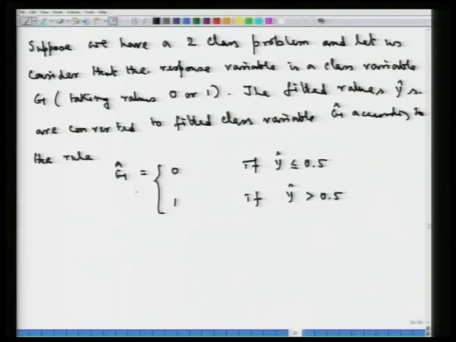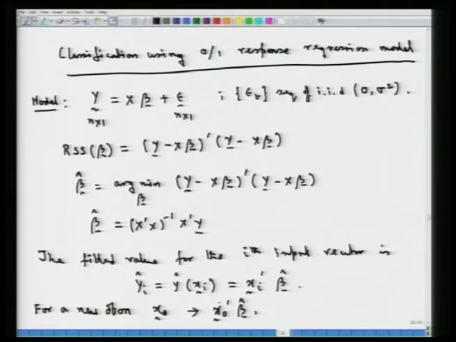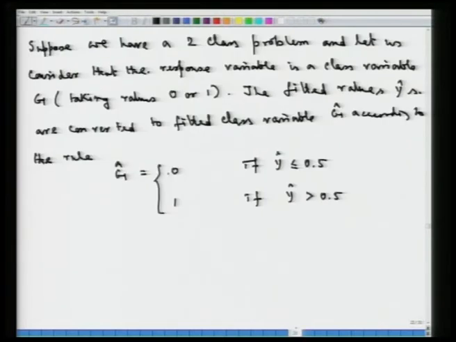So such a rule is based on the predicted value y hat. From that continuous scale y hat, we frame g hat, the fitted class variable, to take the value 0 if y hat is less than or equal to 0.5 and 1 if y hat is greater than this. Then, based on this regression model and a new given observation x naught, with a predicted value y hat, we will be able to give the class membership 0 or 1.